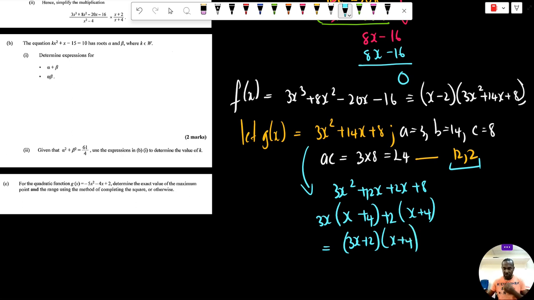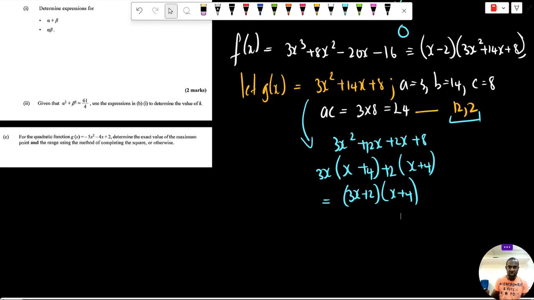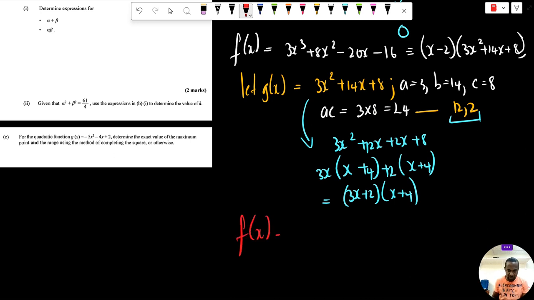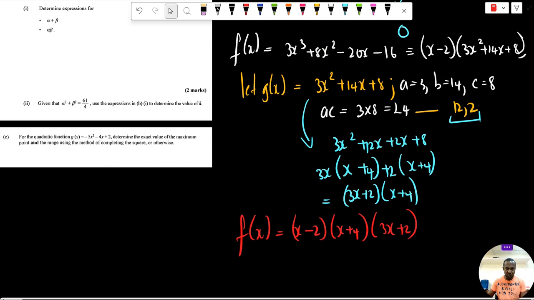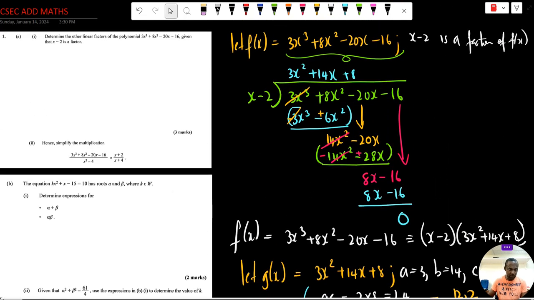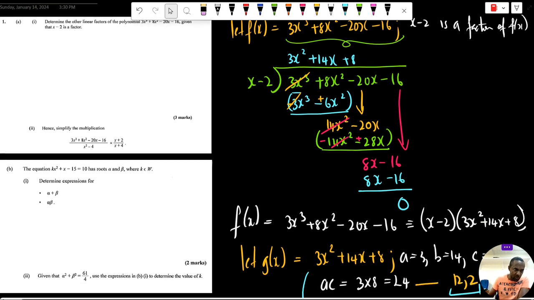And so that is a factorized quadratic, and therefore, in terms of the polynomial, we can now say that our original polynomial, f of x, is equal to x minus 2 times x plus 4 times 3x plus 2. And that is the fully factorized version of the polynomial, right? So that was worth about how much? How many marks? 3 marks. So that was worth 3 marks. And of course, we're going to use that now to look at part 2.